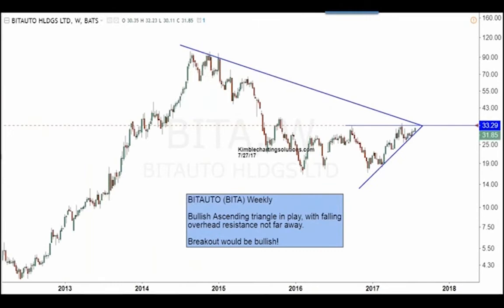So this is another one that is almost a combination pattern. This is BITA on a weekly basis. You can see in the blue here we have a series of higher lows, and then we have the flat tops. What we've done is set a buy order or an alert on our system so that if we have a breakout to the upside, we'll be alerted to this, and we'll want to hop on board.